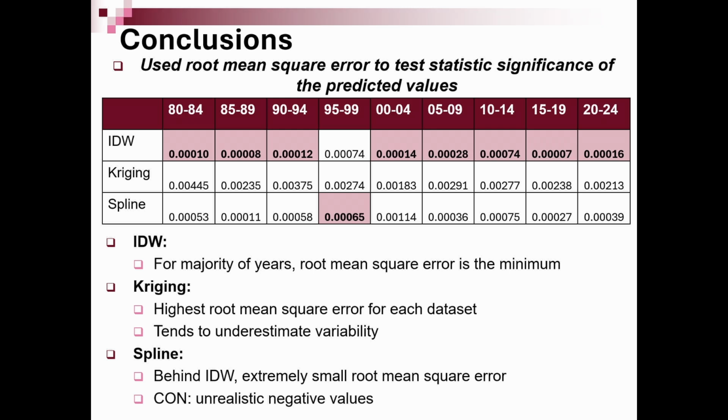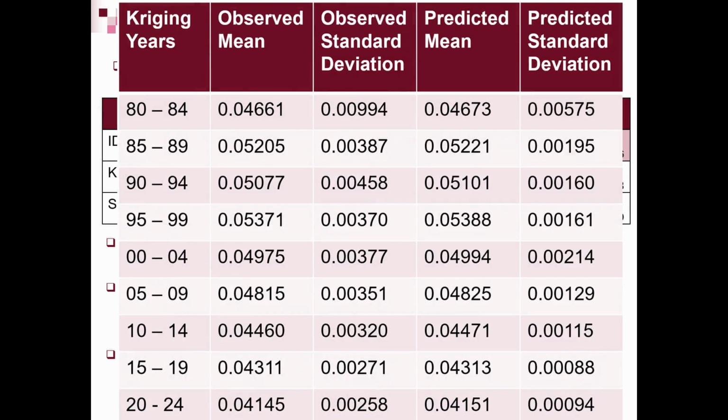And then for kriging, you have the highest root mean square error for each data set, but you tend to underestimate variability. Where I came to this conclusion was comparing the observed mean and observed standard deviation of the entire data set to the predicted mean and the predicted standard deviation. The standard deviation for the predicted values is lower than the standard deviation for the observed values. So you could conclude that this means that the kriging is underestimating its variability.